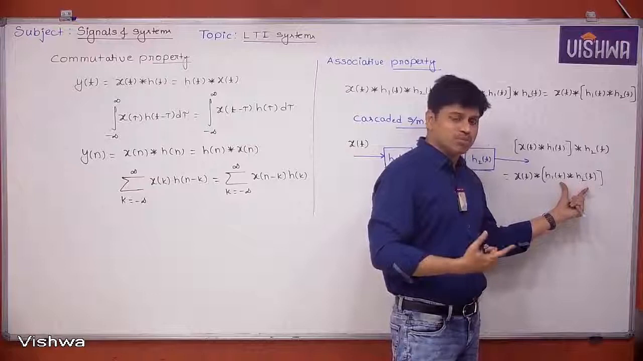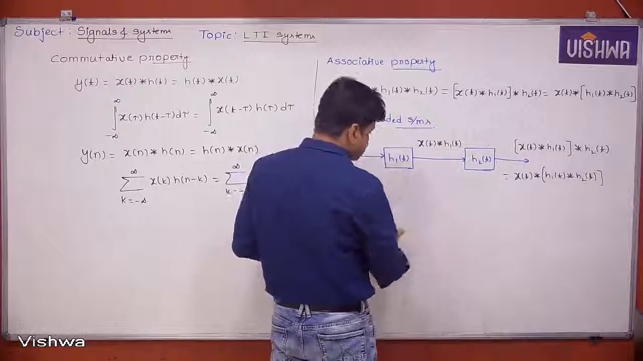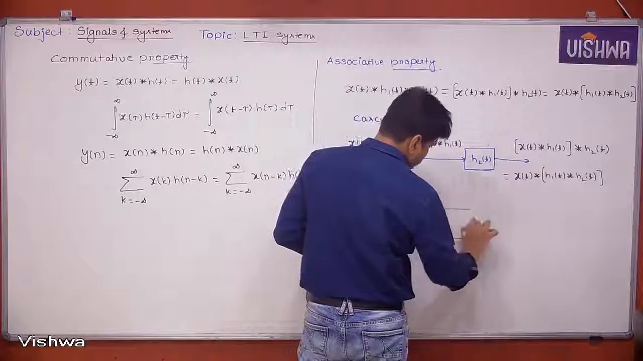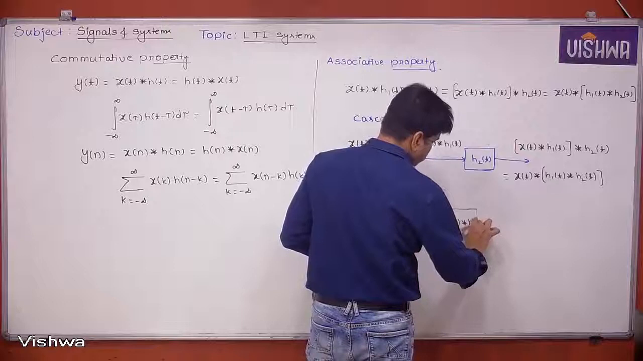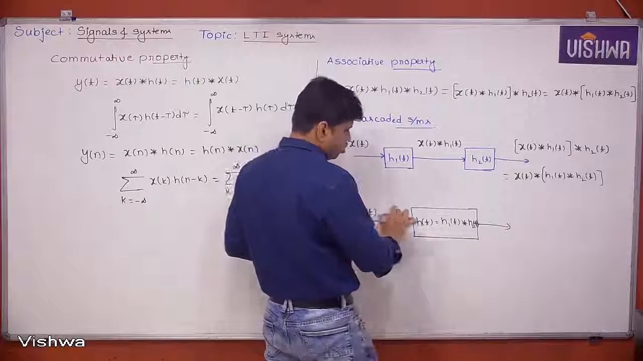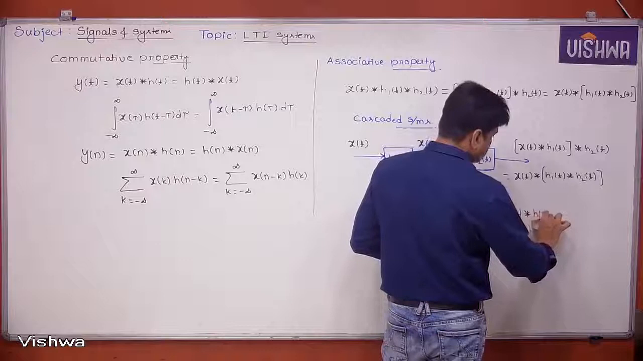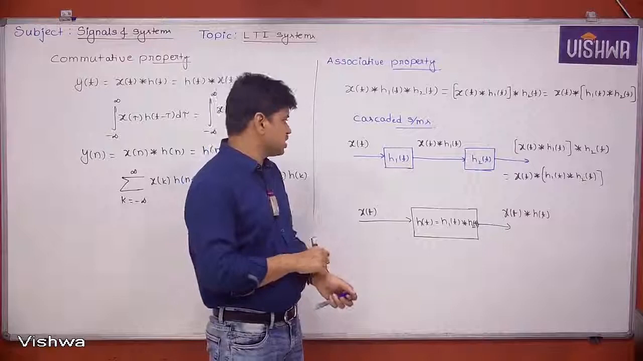That means I can replace these two systems with a single system whose overall impulse response is nothing but h1 of t convolution with h2 of t. So if x of t is the input, the output is x of t convolution with h of t. So remember, from here onwards, when two systems are cascaded, the overall impulse response is nothing but the convolution of the two impulse responses. Clear? Take it.